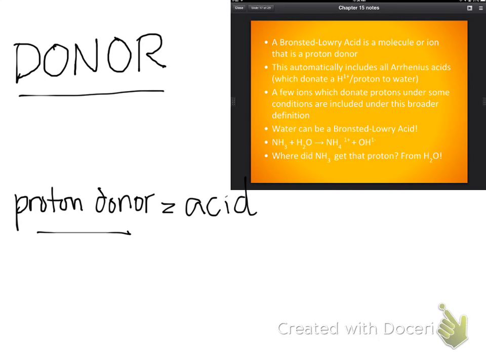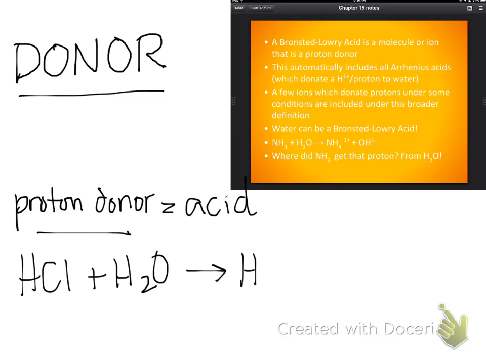Okay? So, all Arrhenius acids, if we look at HCl, is HCl an acid under the Arrhenius definition? Yeah, we said it is, because it increases the concentration of, we'll just cut to the chase, hydronium ions in solution. So it's definitely an Arrhenius acid. But where did water get that extra proton? Who donated the extra proton so that water could become hydronium? The HCl did.